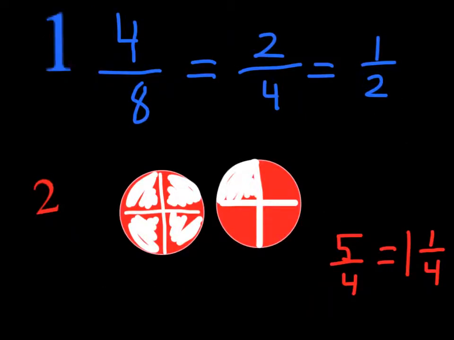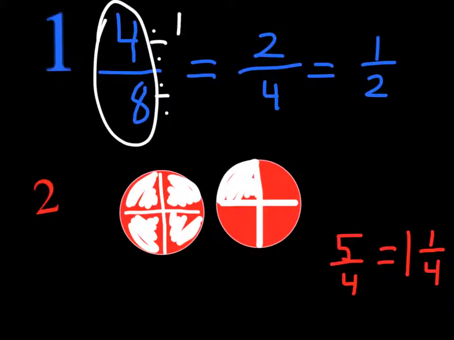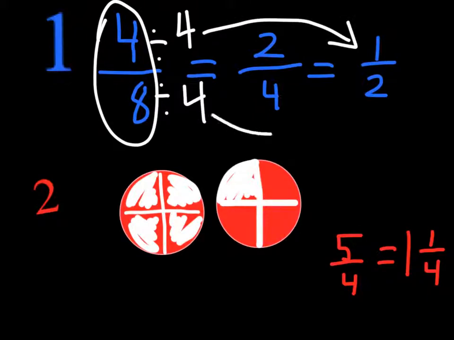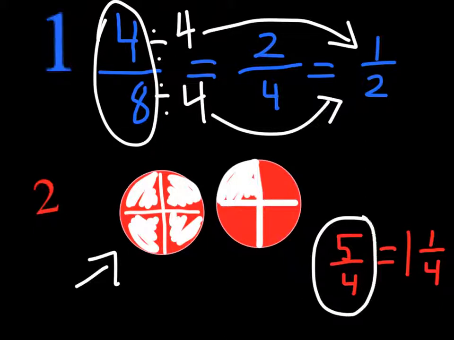To simplify fractions, you divide the numerator and the denominator by the same number. My starting fraction was 4/8, and I divided it by 4 because 4 is the greatest common factor. So 4/8 equals 1/2. On this one, my starting fraction was 5/4, and I drew a picture to see that. It was 1 whole and 1/4.